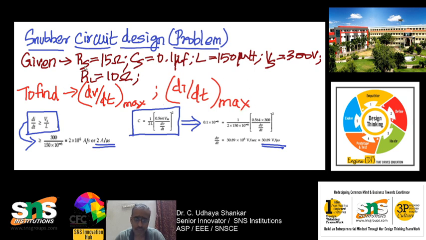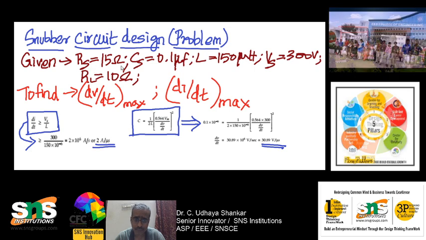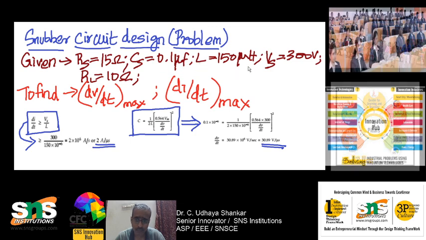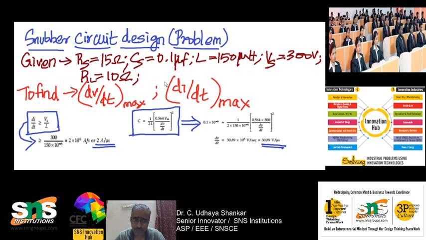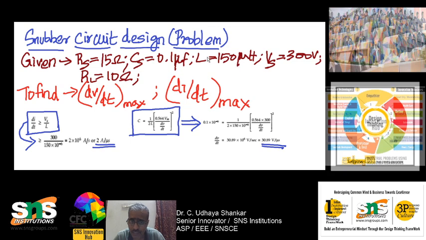So given values are, for example, RS. What is this RS? It is nothing but the Snubber resistance, which is 15 ohms, and the Snubber capacitance is 0.1 microfarad, and the L value is 150 microhenry, and Vs is given as 300 volts, and RL equal to 10 ohms. As you all know, RS and CS will be connected across the SCR, and L will be connected in series with the SCR.